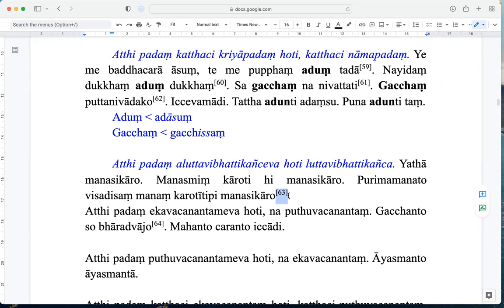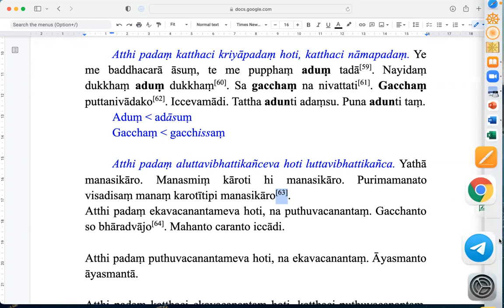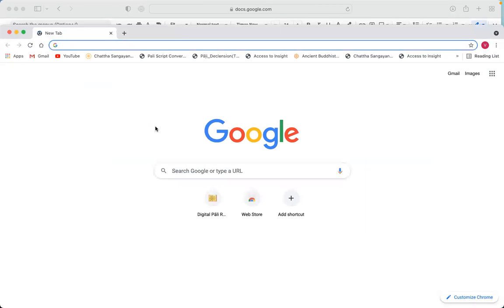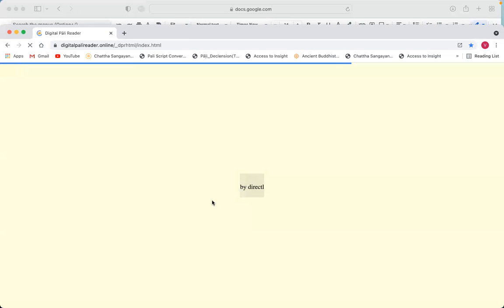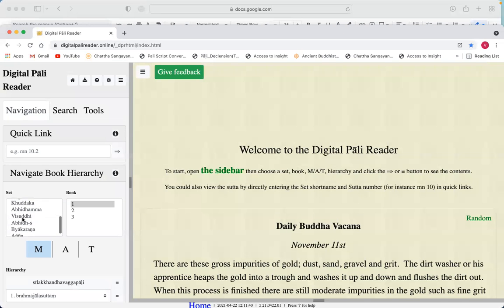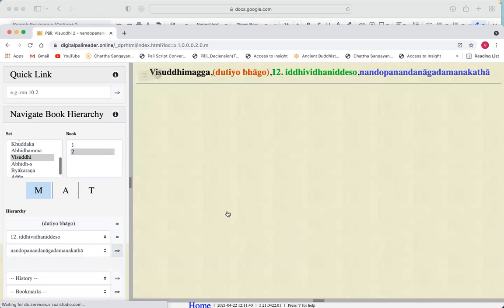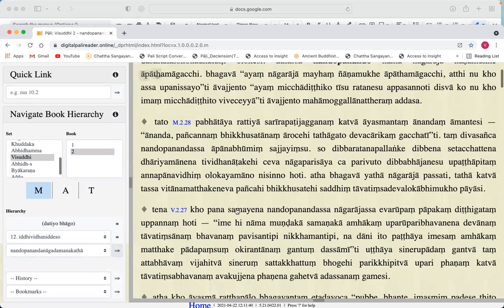So 14 is from the Visuddhimagga volume 2. Visuddhimagga volume 2, page number 96. Page number 96, maybe 96 or just 20.